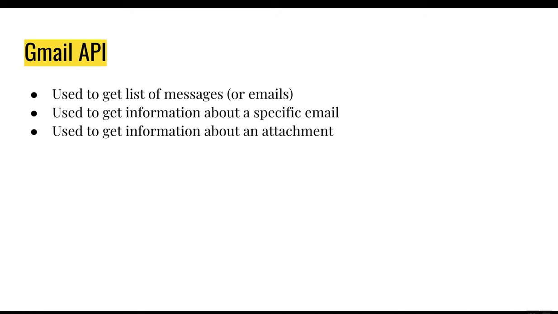Because the tool analyzes Gmail emails, I use the Gmail API, and it provided me endpoints to get a list of messages, and in this case they're called emails, and to get information about a specific email. So that's where we get the information about headers, snippets, subject lines, and stuff like that. It also allows me to get information about a specific attachment by supplying an attachment ID.